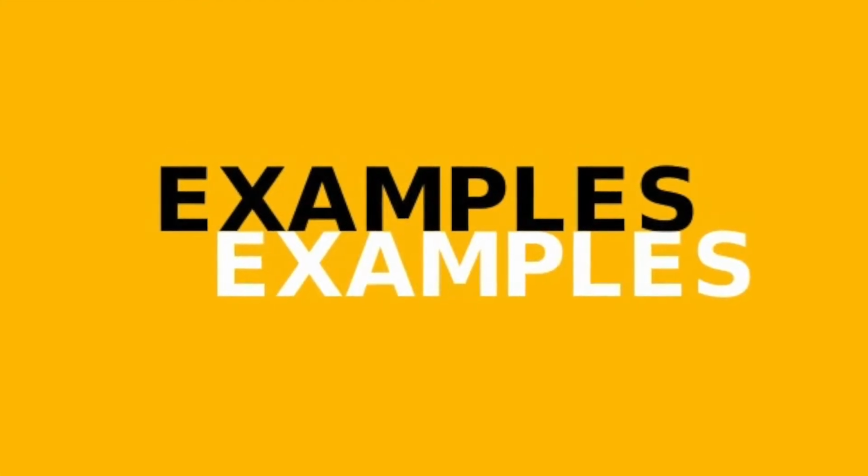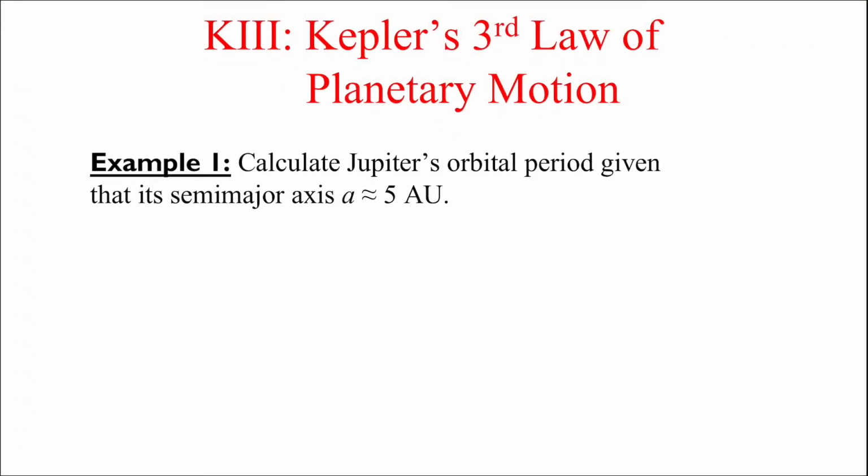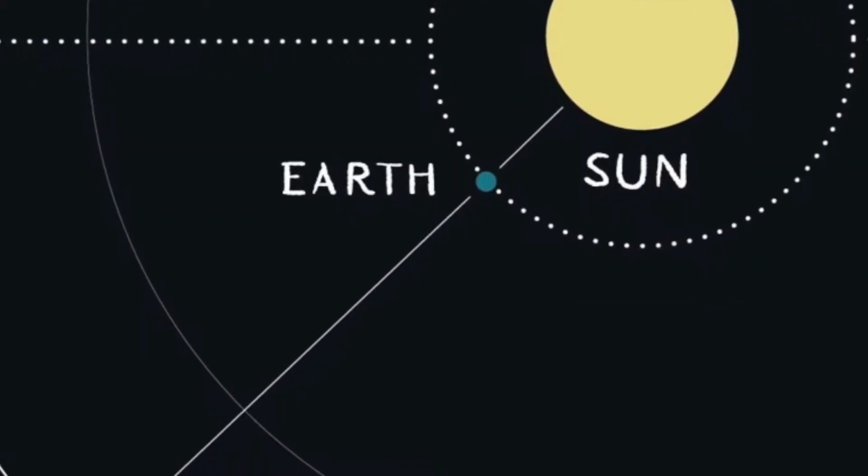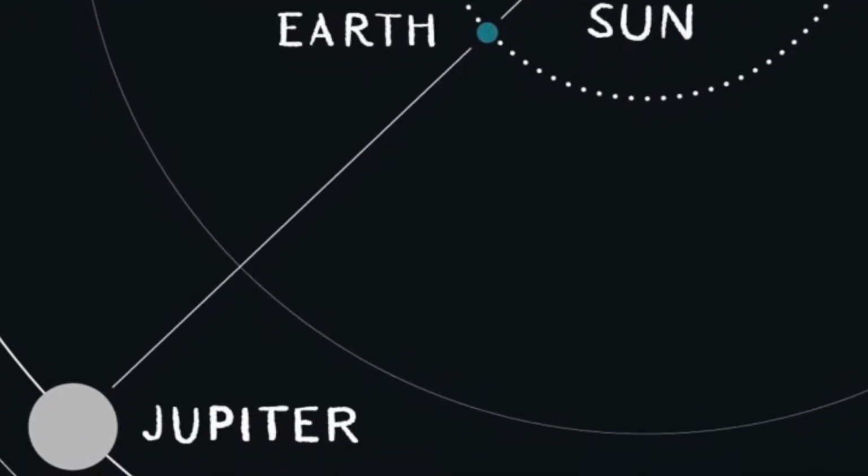Let's look at some examples for Kepler's third law. First, let's calculate Jupiter's orbital period given that its semi-major axis A is about 5 astronomical units. This means that Jupiter orbits the Sun at a distance that is approximately 5 times larger than Earth's own orbit.